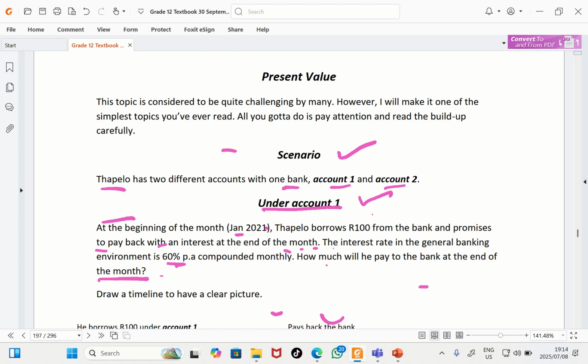Now we are going to draw a timeline, because that gives us a clear picture of what's going on.